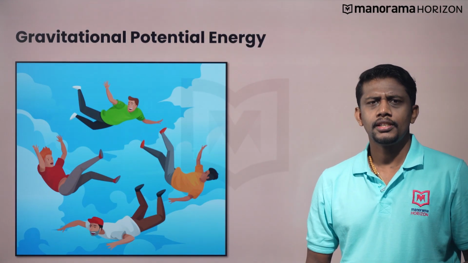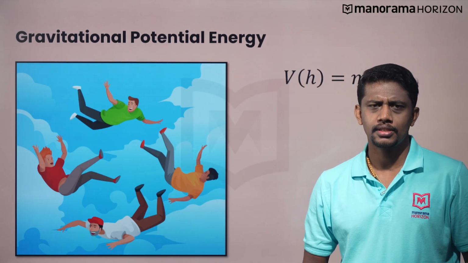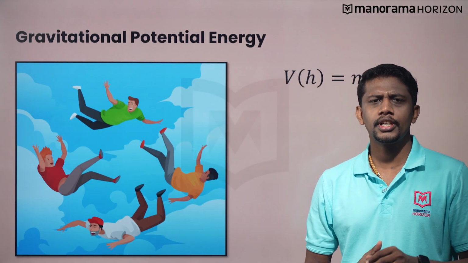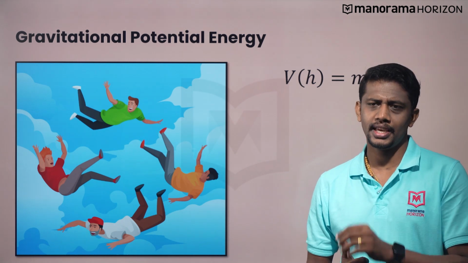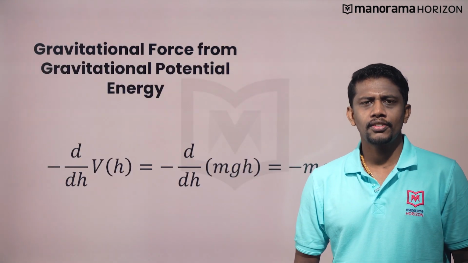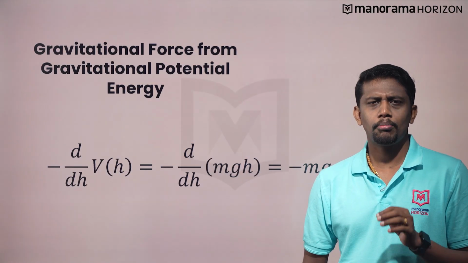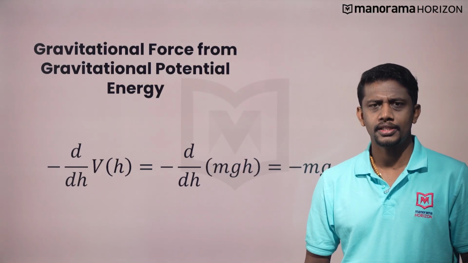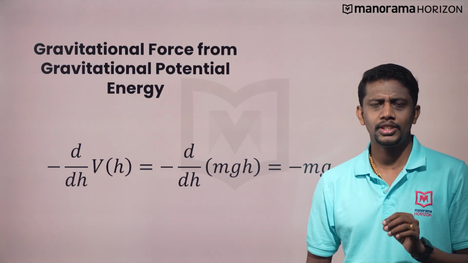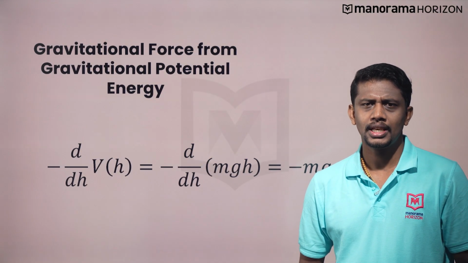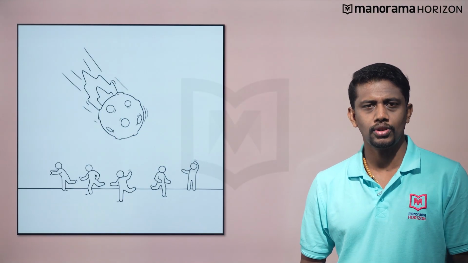Gravitational potential energy is a function of height and it is denoted by V of h. It is the negative of work done by the gravitational force in raising the object to that height. The negative of the derivative of gravitational potential energy gives the gravitational force. Minus d by dh of V of h is equal to minus d by dh of mgh, which is equal to minus mg. The negative sign indicates that the gravitational force is downwards.